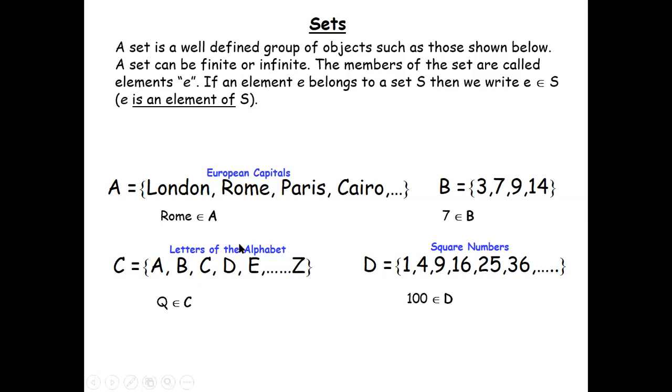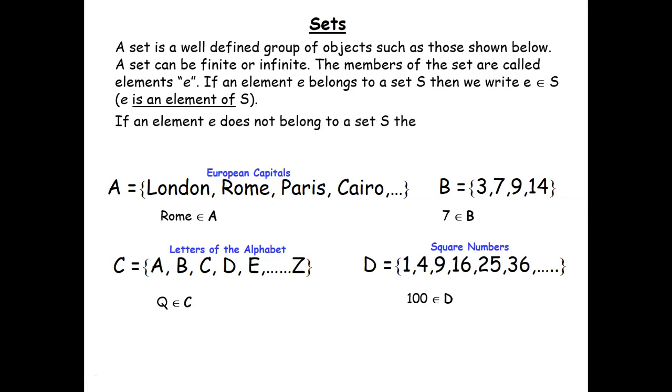So in this example, we can say Rome is an element of set A, 7 is an element of B, Q is an element of C, and in the final example, 100 is an element of D. 100, which is 10 squared, is an element of D, containing the square numbers.